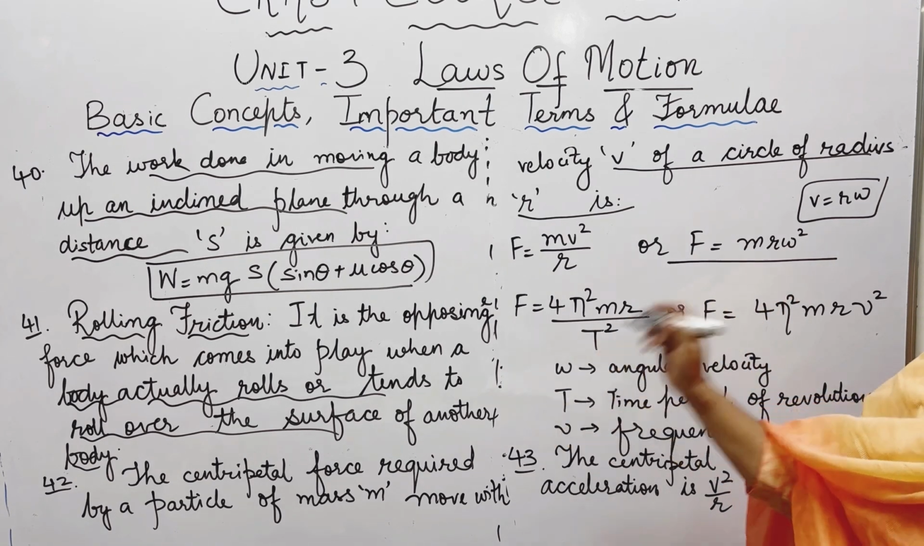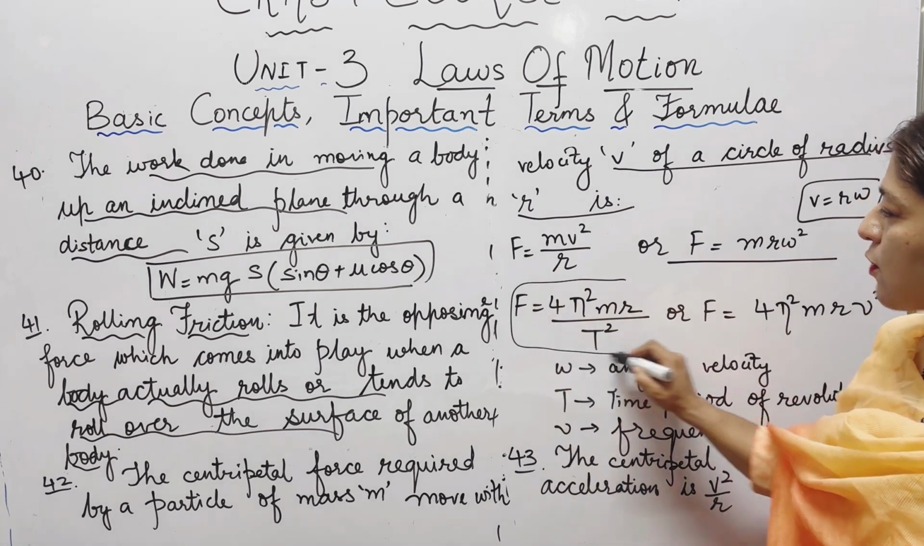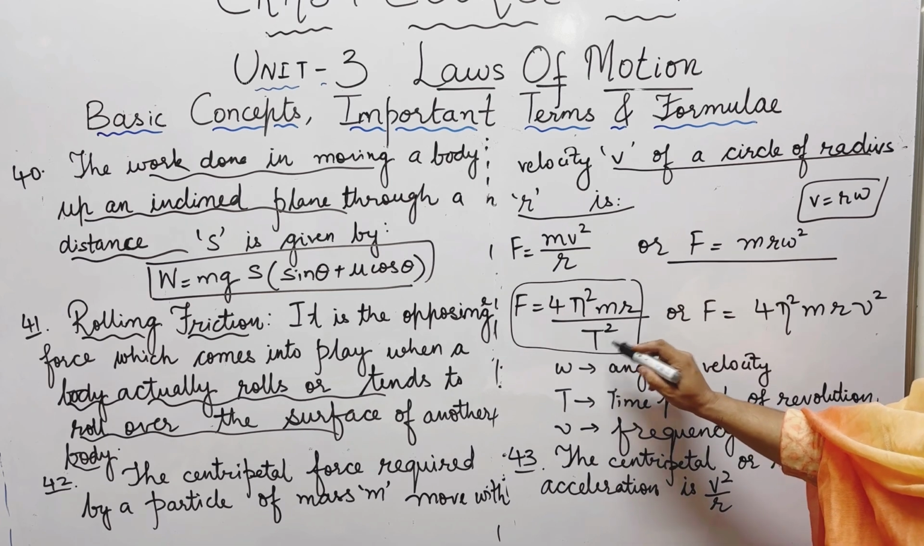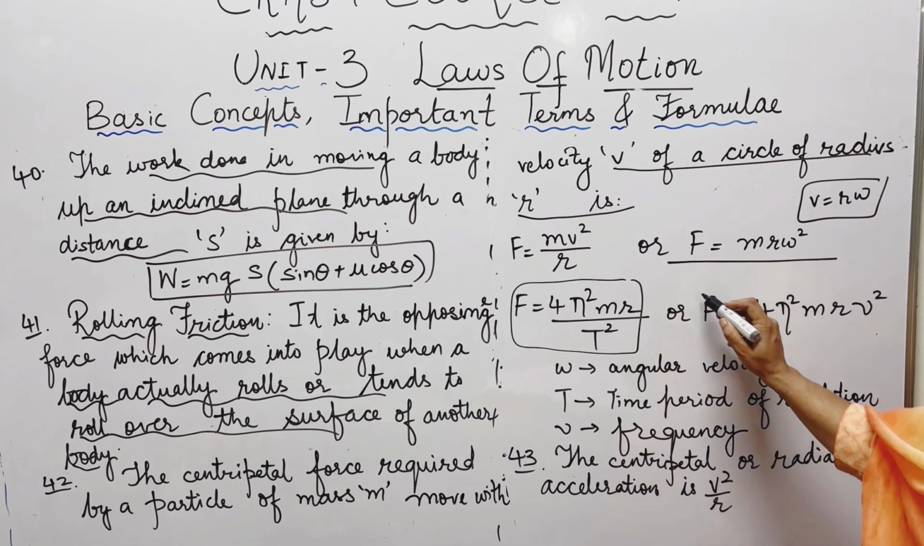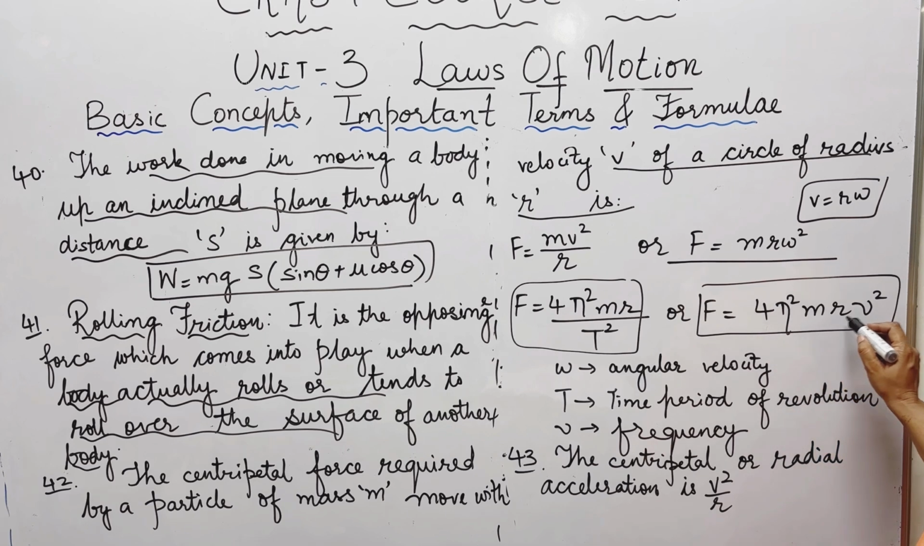Here I am taking the centripetal force. This force is also equal to 4 pi square m r by T square, where T is the time period, or F can also be written as F equal to 4 pi square m r nu square, where nu is the frequency.